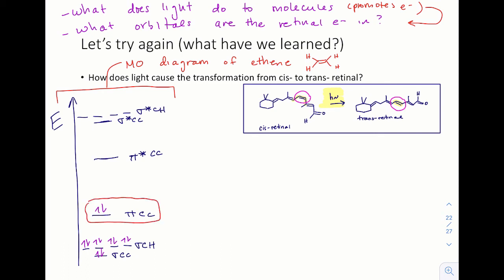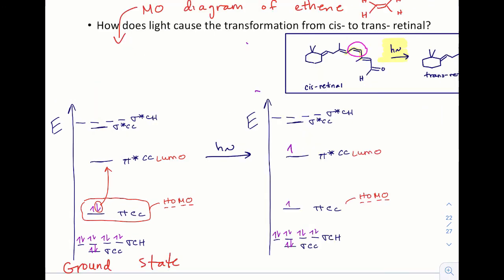We know that an electron in the highest energy filled or occupied molecular orbital will be excited. It will be promoted up into the LUMO. This represents the lowest energy transition for this molecule. So that electron will be promoted to yield the excited state of ethene, which we're using as a model of the excited state of cis-retinal.